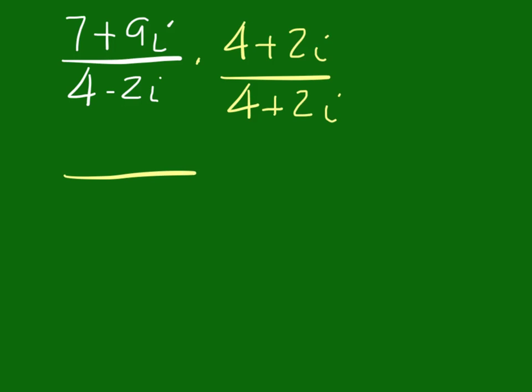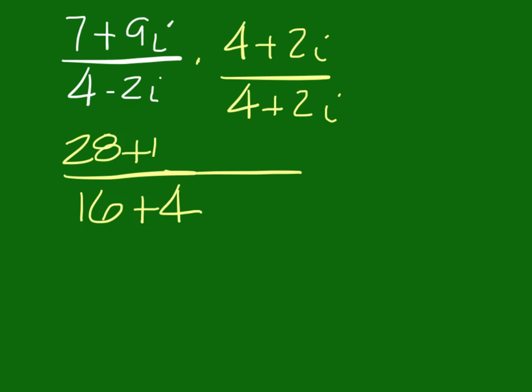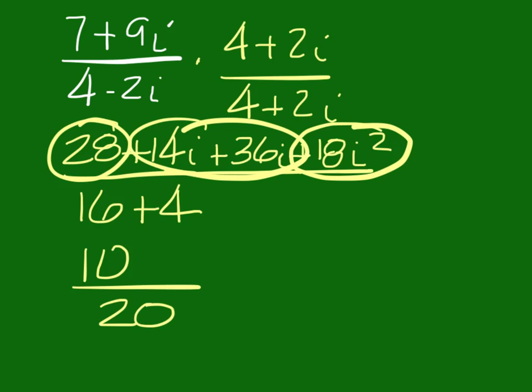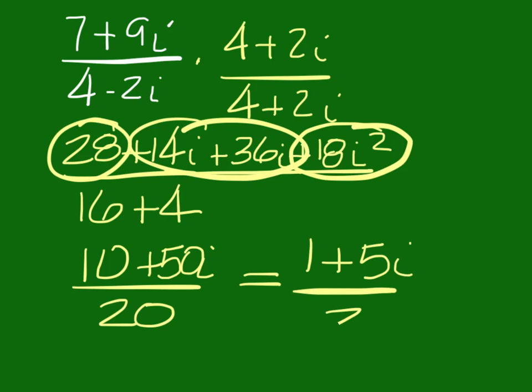So on the bottom, we're going to have a 16 and then a minus 4i squared, which is really plus 4. On the top, we'll have 28 plus 14i plus 36i, and then plus 18i squared. Of course, the bottom simplifies to 20, and we will have a negative 18 and a 28, which is a 10. And then these two make a 50i. You can take a 10 out of everything to come up with 1 plus 5i over 2.